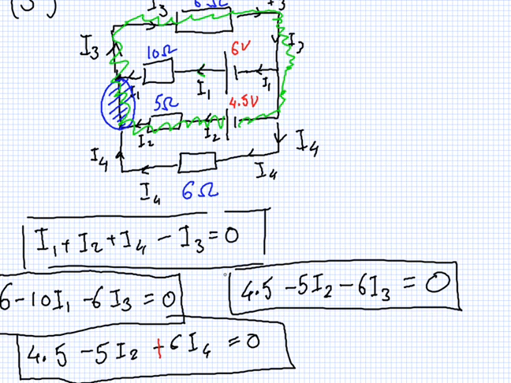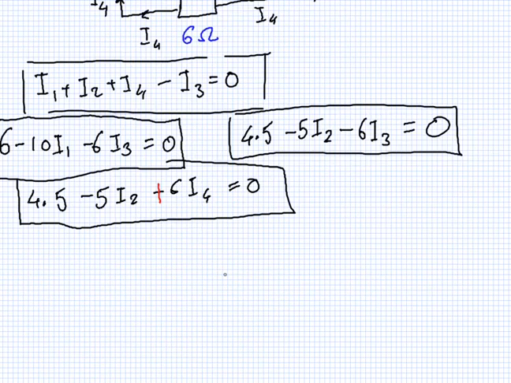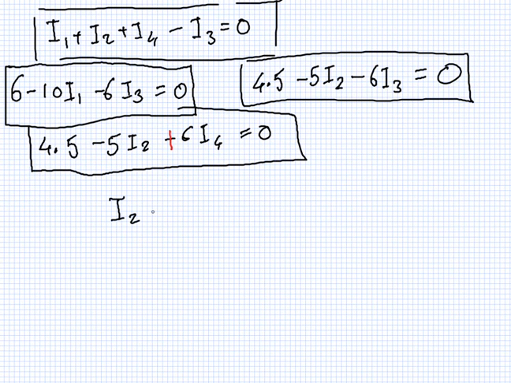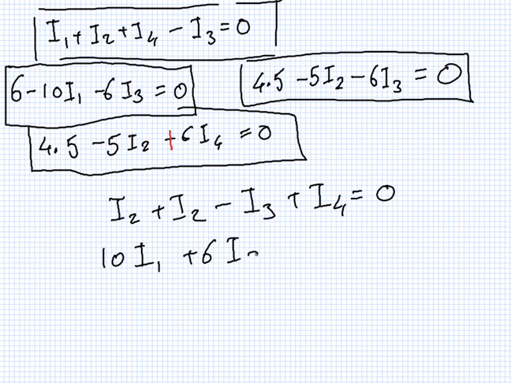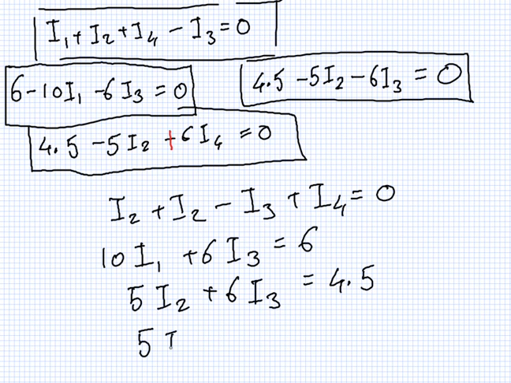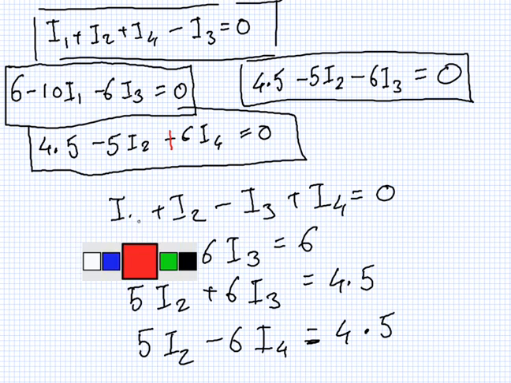So these are the 4 equations. You solve it now. Go ahead, solve. So let me just write them together for you. I1 plus I2 minus I3 plus I4 equals 0, and you have 10I1 plus 6I3 equals 6, and then you have 5I2 plus 6I3 equals 4.5. Then you have 5I2 minus 6I4 equals 4.5 also. The first equation is not I1, sorry, that's my mistake. It should be I1, of course.